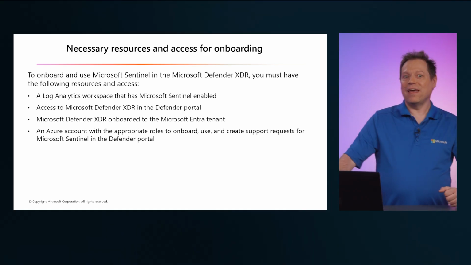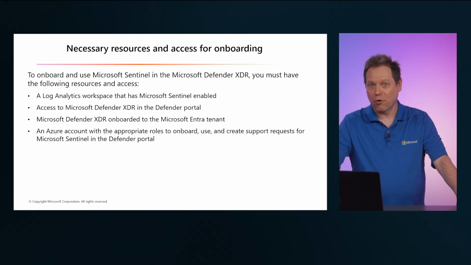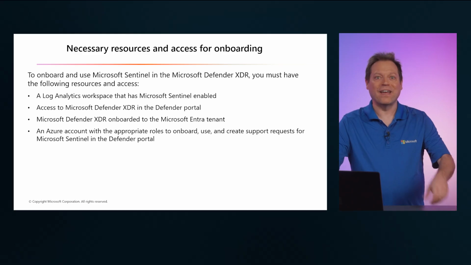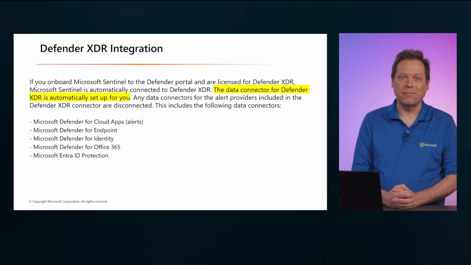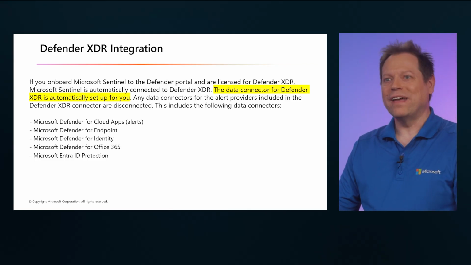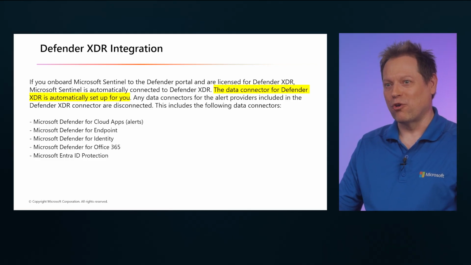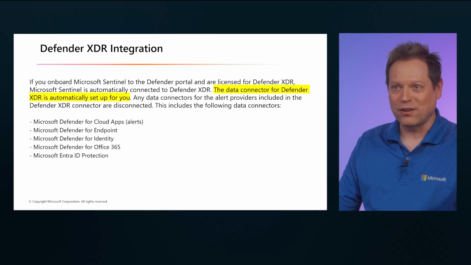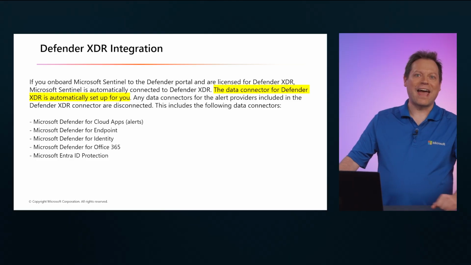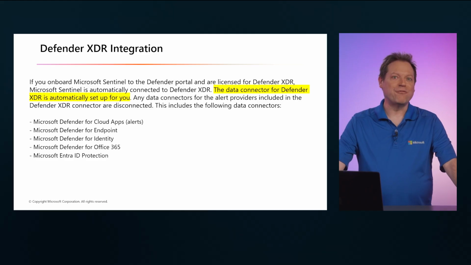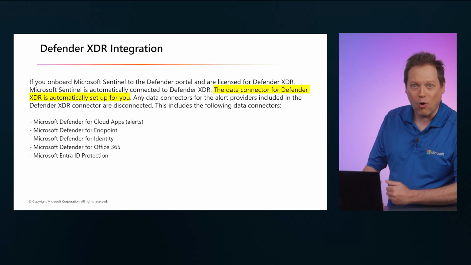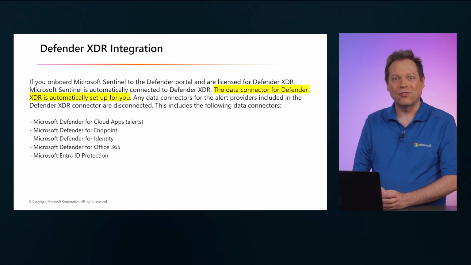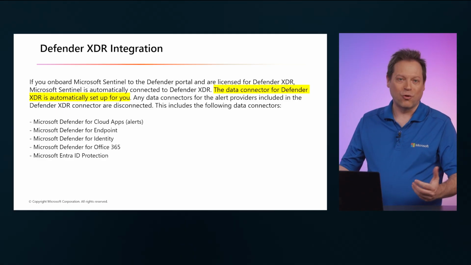After connection, existing Azure RBAC permissions continue to apply, and the Defender portal supports a single tenant and one connected workspace at a time. When Sentinel is onboarded to the Defender portal and you're licensed for Defender XDR, the connection happens automatically. The Defender XDR data connector is set up for you, and overlapping alert connectors are disconnected to avoid duplication.